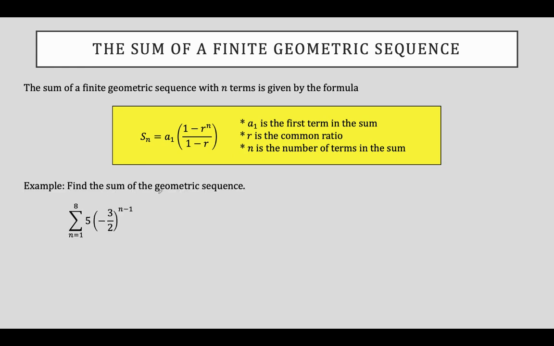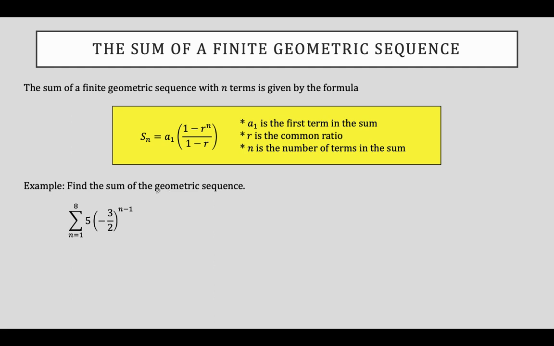Find the sum of the geometric sequence. We have the sum from n equals 1 to 8 of 5 times negative 3 halves raised to the n minus 1. Now, obviously here we want to use our sum for a finite geometric sequence because we have a finite number of values, and our sequence that we are dealing with here is geometric, 5 times negative 3 over 2 raised to the n minus 1.